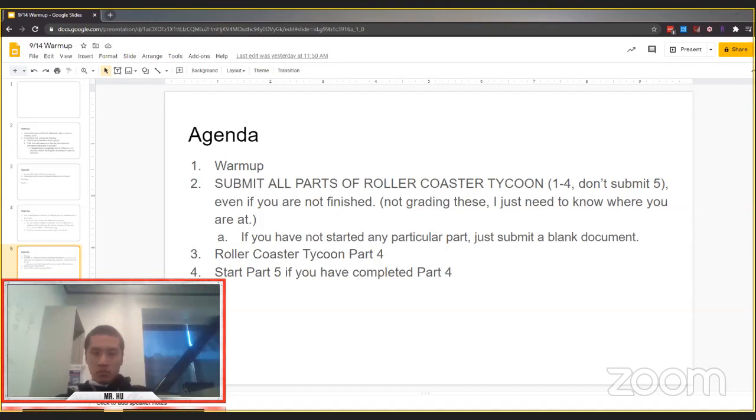Do we turn in all parts or just for today? Because I saw that 3 was due on Monday, I think. Yeah, so you submit every single part today. I'm not going to grade them if you haven't finished them. Just submit everything you have. I just need to see if I'm moving fast or if I'm moving slow. If you already submitted, don't worry about resubmitting them.